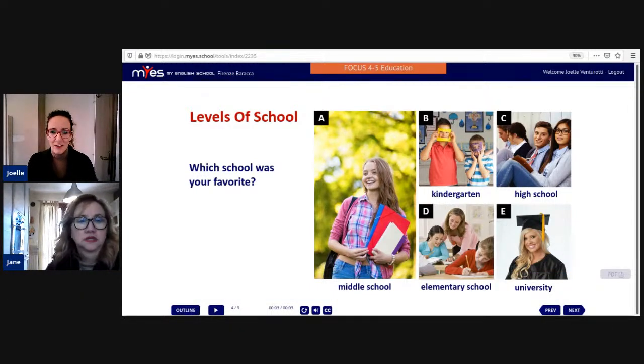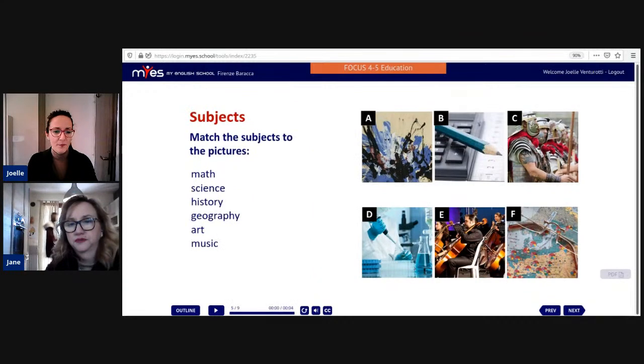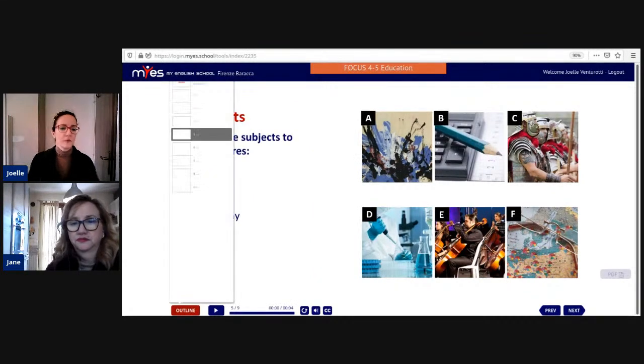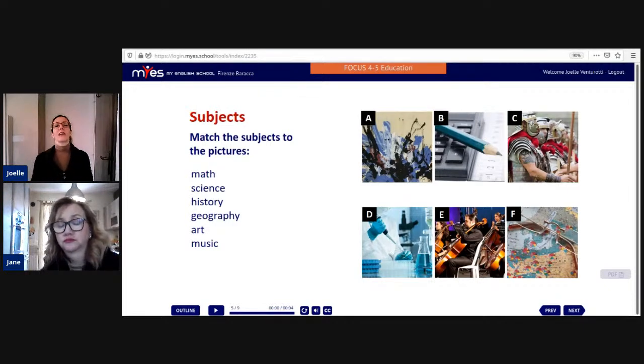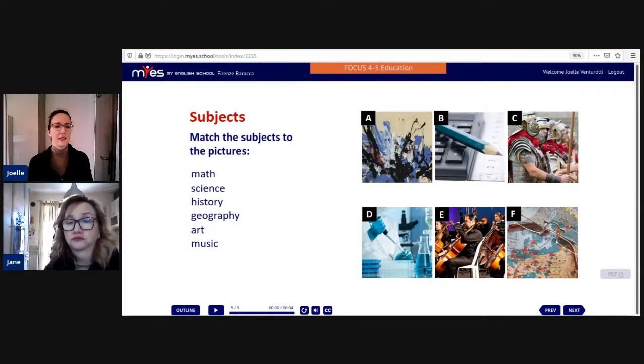Right. Moving on. Can you read, Jane? It says: Match the subjects to the pictures. Math, science, history, geography, art, and music. If you have any ideas of the answers, please write them in the chat. What do you think A is?